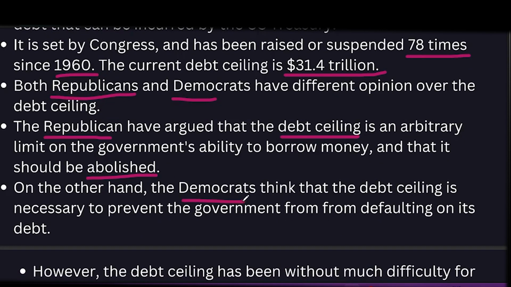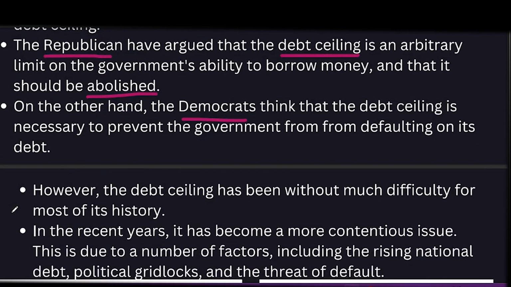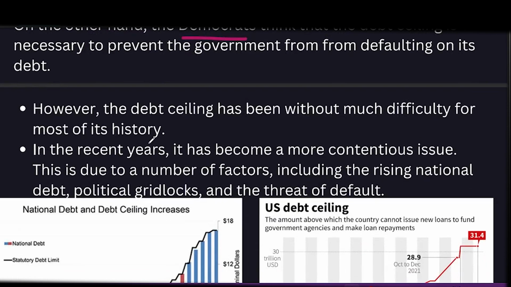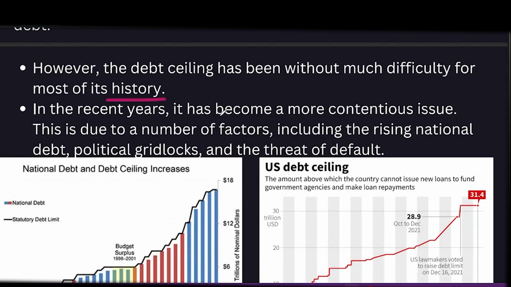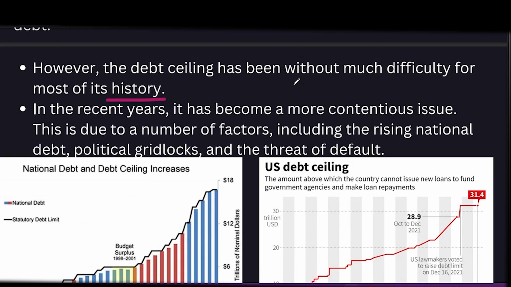And Democrats think that the debt ceiling is very important, because if the debt ceiling is not there, it gives the government so much power that it can take as much money as possible, which is bad for the country. The debt ceiling has been raised throughout history, mostly without any problem. But in recent years, there have been a lot of issues between both the parties.